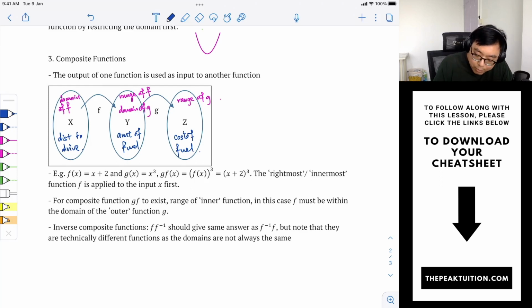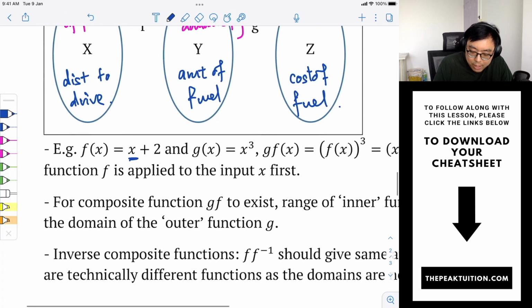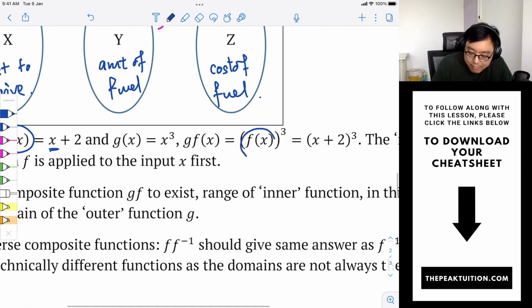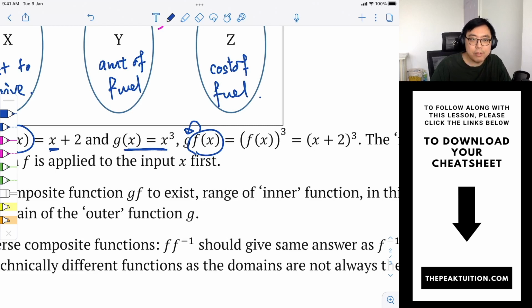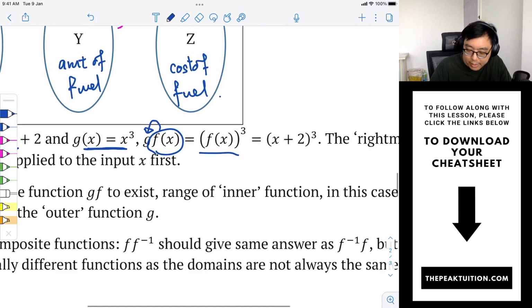You take the input, so first you have an input x, and you get the output f(x). Then you can take the f(x) and you input it into a function g. g is basically whatever you put in, it will give you the cube of whatever you put in. So now we put in the entire function, so it looks like this. You cube the whole function, right? And this would give us a final outcome of (x + 2) cubed.